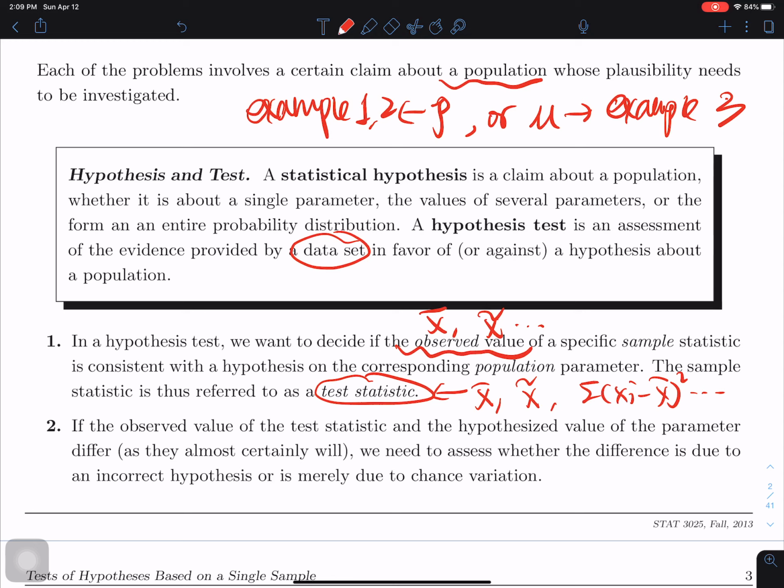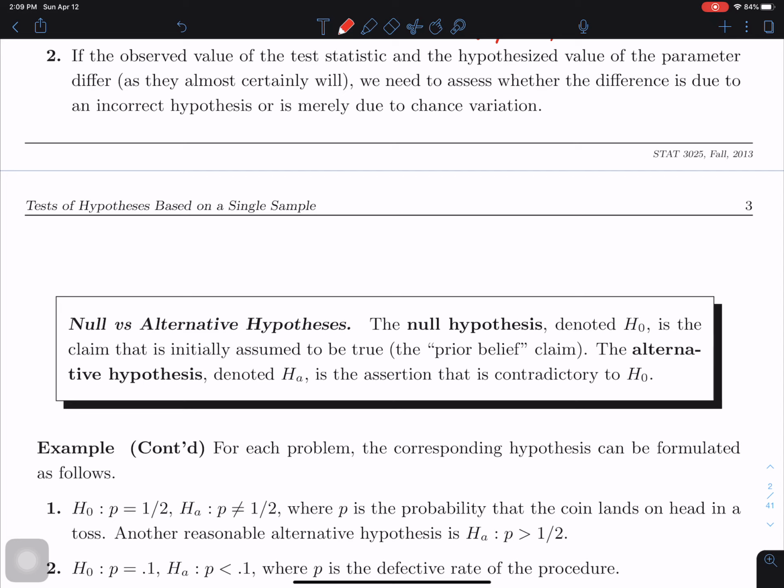And if the observed value of the test statistic and the hypothesis value of the parameter differ a lot, we need to assess whether the difference is due to an incorrect hypothesis or is merely due to chance variation. The null hypothesis, we usually denote it as H0, is the claim that is initially assumed to be true, and the alternative hypothesis, denoted by HA, is the assertion that is contradictory to H0.